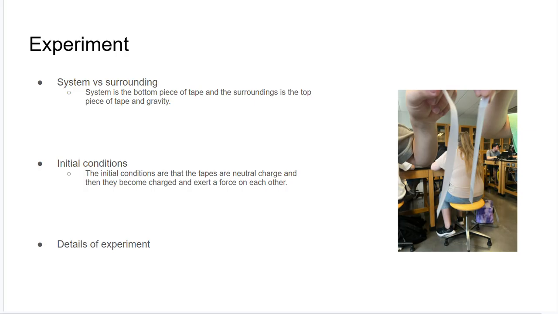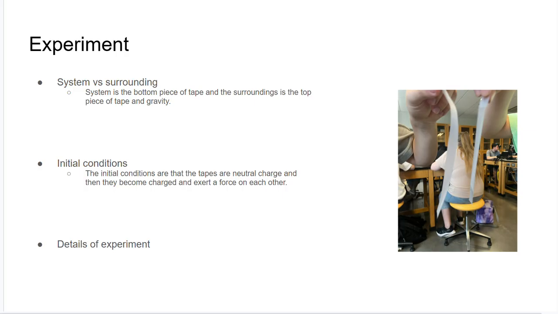Explanation. The experiment. The system was the bottom piece of tape, or the top piece of tape, and the surrounding is the other piece of tape that is exerting a force on it, as well as gravity, which is also exerting a force on the tape. The initial conditions were that initially both pieces of tape were neutral, but once we ripped them off of another piece of tape, both pieces of tape became charged with an unknown charge from an unknown amount of excess electrons. This is crucial to the experiment because once they were held together, we could see that they would start to react and push away from each other.